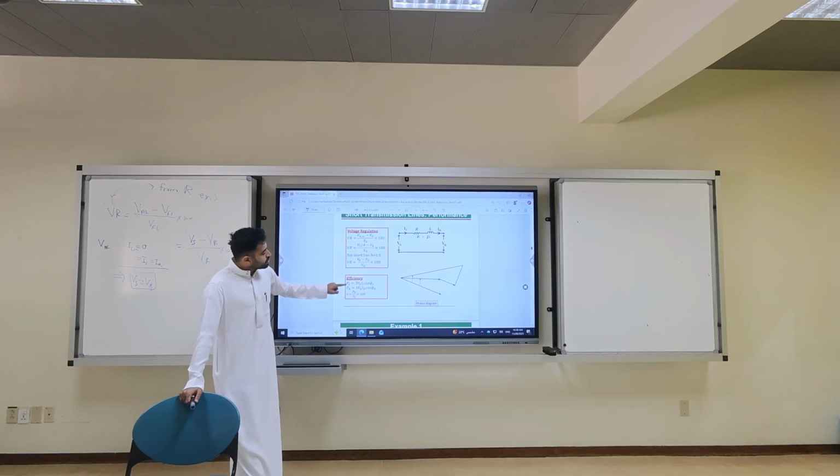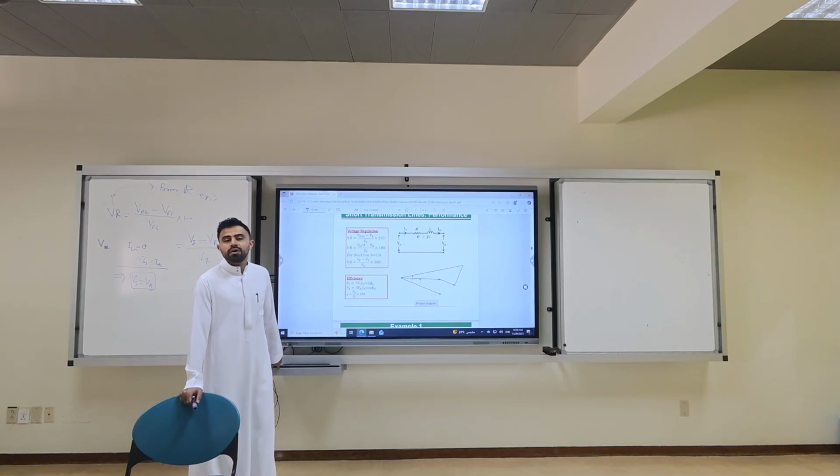How about the efficiency? You get every power. P of S is 3 Vs Is cosine theta S. What is theta S? It is theta of Vs minus theta of Is. What is theta R? It is theta of VR, which is 0 because it's the reference, minus the theta of IR. If you divide the two quantities PR over PS, you get the efficiency of the line.